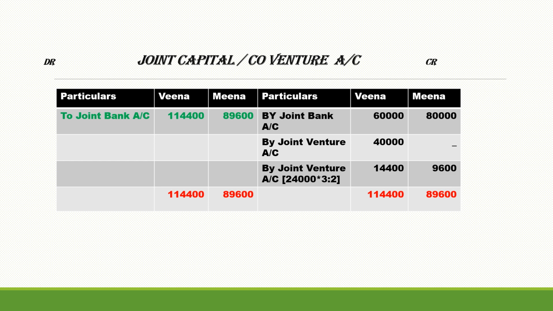So it comes in credit side. As Veena is a payer of this purchase, credit the giver. Next, by joint venture account, profit distribution between 2 co-venturers. So thereby the final amount settlement to Veena is 1,14,400 and to Meena 89,600.